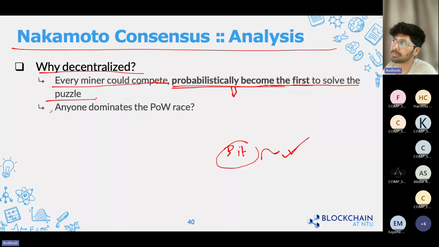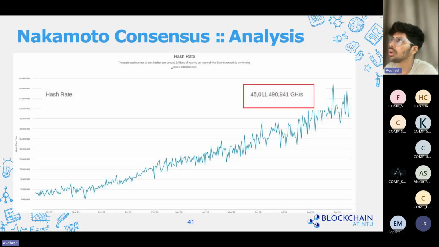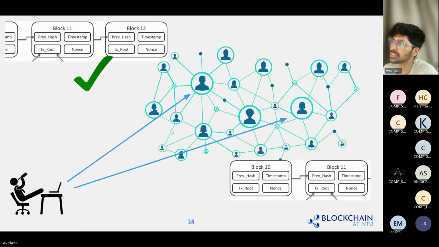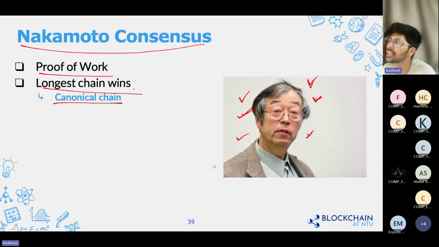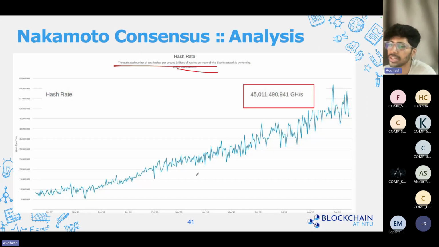Actually, is there any way to dominate the proof of work race that I already shared with you? Yeah, so this is something like the hash rate. Since its inception, the hash rate has been becoming much stronger. That means the network activity of miners is much higher, hashes are getting computed much faster, and the network is getting more and more miners in general.